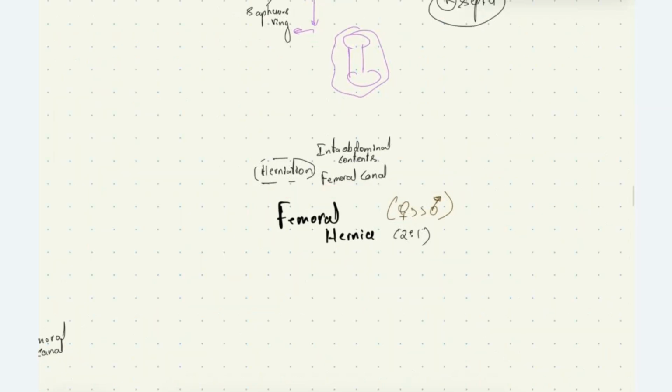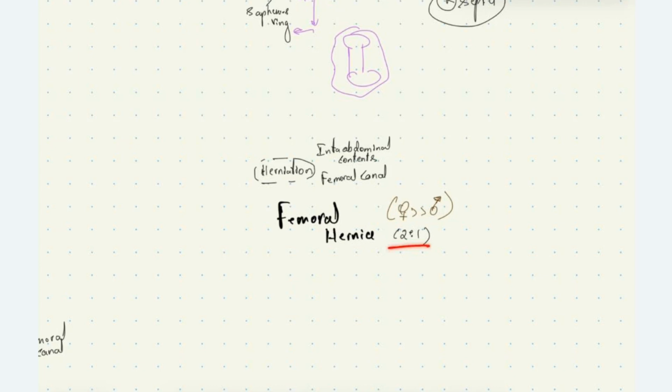Femoral hernia is herniation of intra-abdominal contents through the femoral canal. It's more common in females compared to males, the reason of which we will see now. Its occurrence in females to males ratio is 2:1.